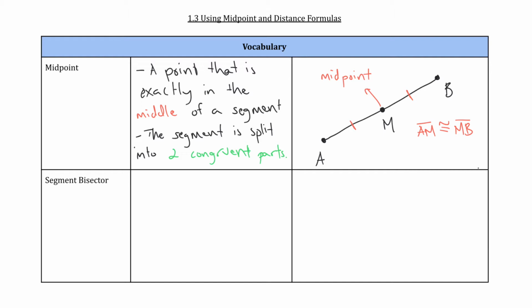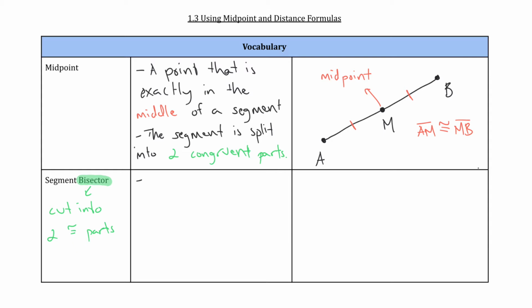Okay, let's go ahead and talk about our second word for the day, which is a segment bisector. Now, this word bisector, there are two roots in here that help us give the meaning. Bi, which means two, and sect, which means to cut. So bisect or bisector means to cut into two congruent parts. In our particular case, because the segment is being bisected, this means that we are cutting into two congruent segments, not just parts.